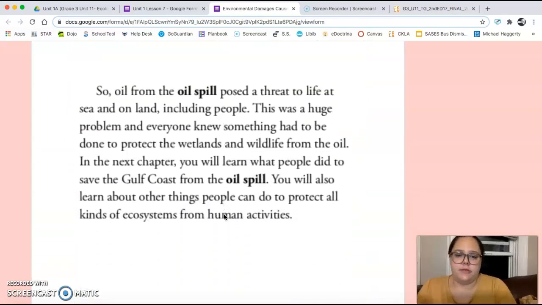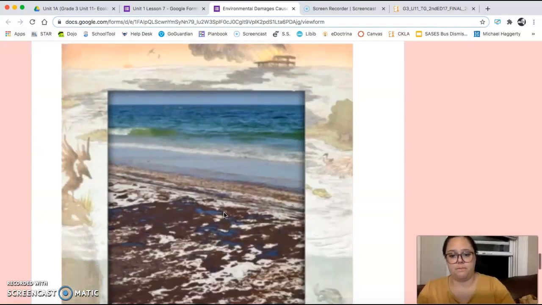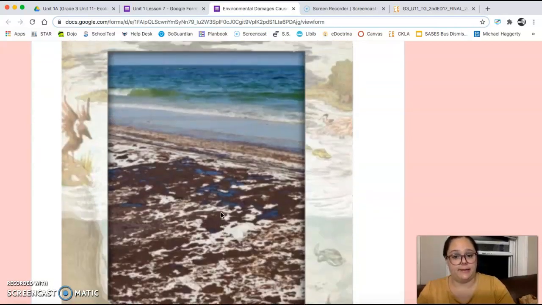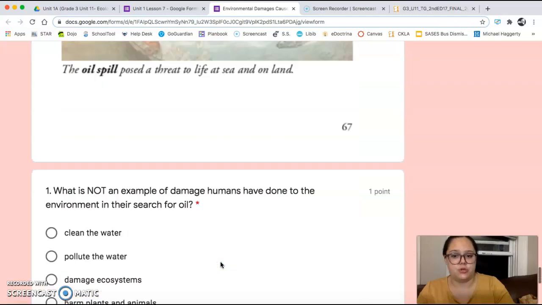So, oil from the oil spill posed a threat to life at sea and on land, including people. This was a huge problem, and everyone knew something had to be done to protect the wetlands and wildlife from the oil. In the next chapter, you will learn what people did to save the Gulf Coast from the oil spill. You will also learn about other things people can do to protect all kinds of ecosystems from human activities. That is showing the oil spill and how it posed a threat to life at sea and on land. It's all washed up on the beach.